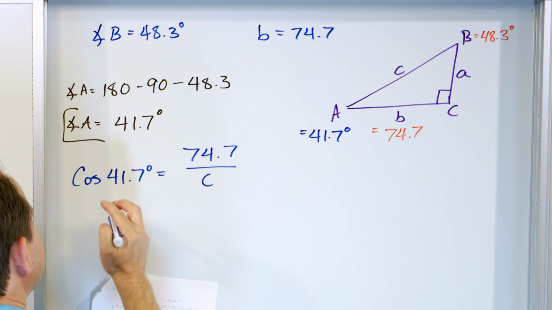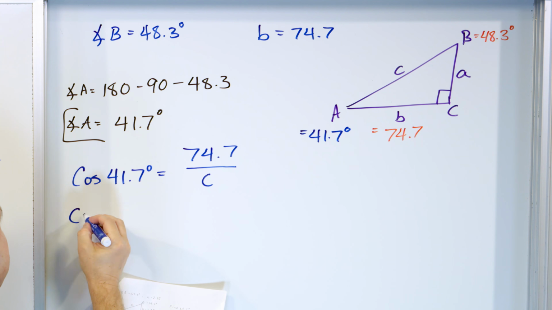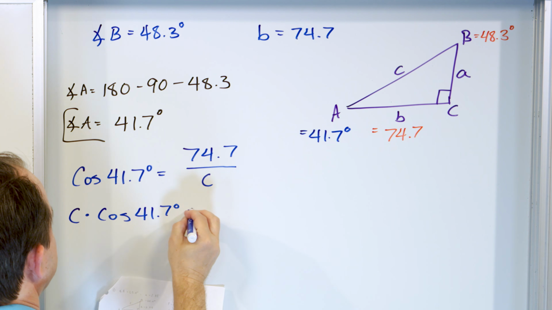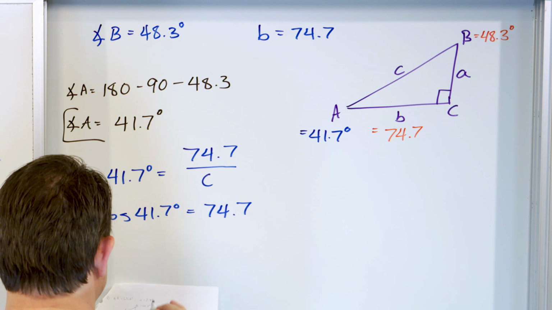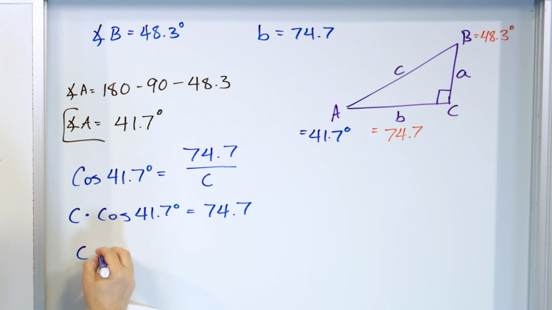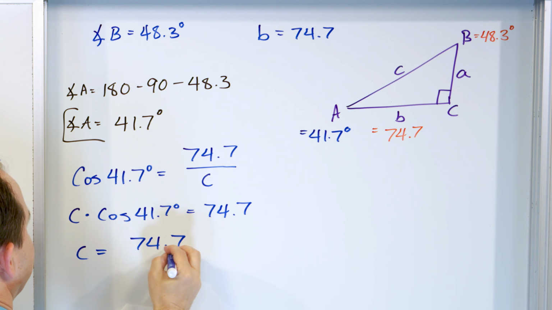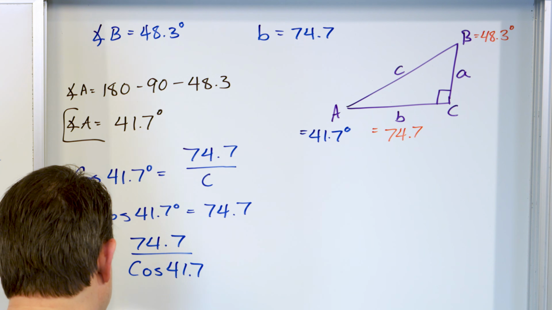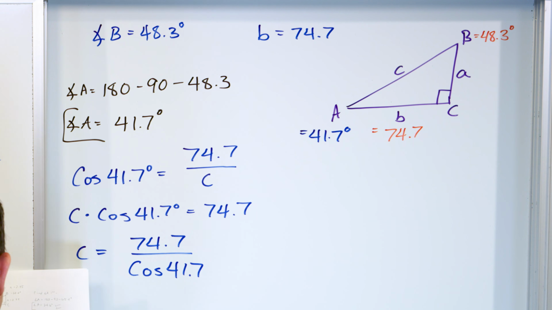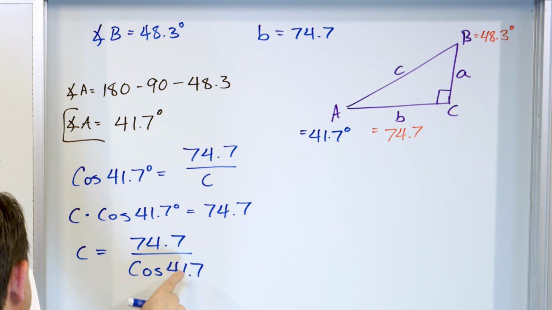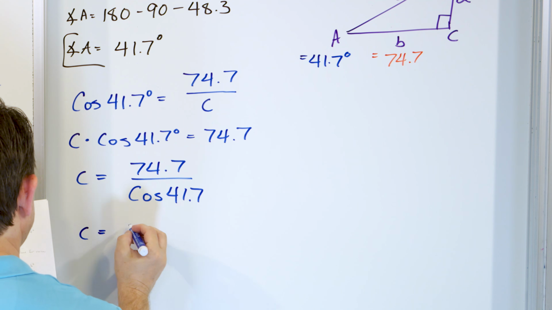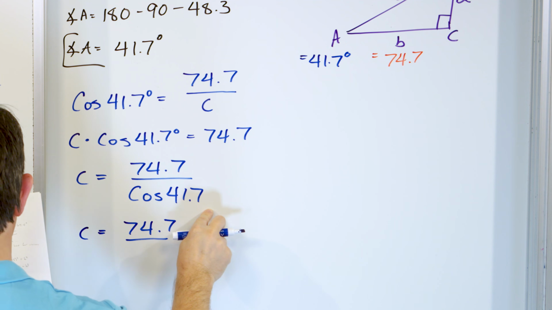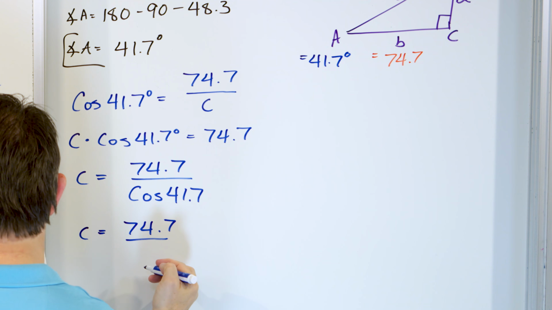And of course I can then solve this. Same thing, I can multiply by C to get rid of it. So C multiplied by the cosine of 41.7 degrees is 74.7. And then I'm going to divide by this, so I'll get 74.7 divided by the cosine of 41.7. And when I take the cosine of 41.7, the cosine of this angle works out to be 0.747.